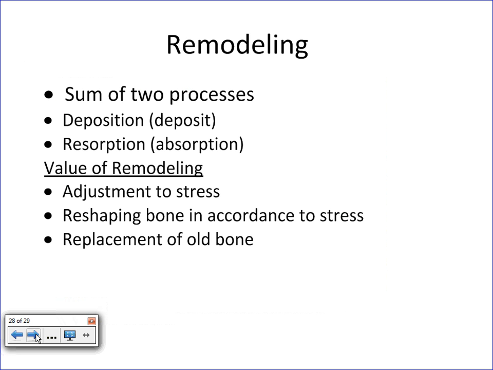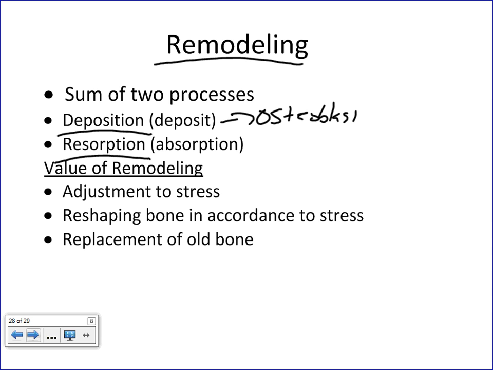Which leads me to the next topic. I want to talk about bone remodeling and calcium homeostasis. Now, what remodeling is, again, I mentioned that it's a sum of two separate processes, bone deposition and bone resorption. Essentially, deposition is when we're building bone, and resorption is when we're breaking down bone. The cells that are responsible for deposition are osteoblasts, and the cells that are responsible for resorption are osteoclasts. These two cells are constantly breaking down and building up bone tissue.